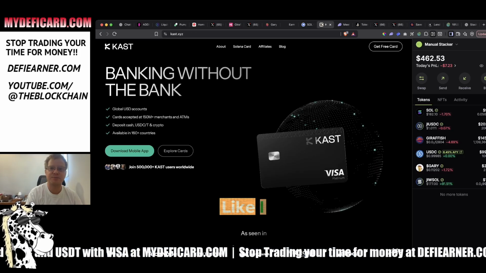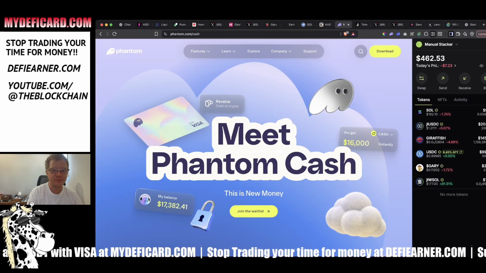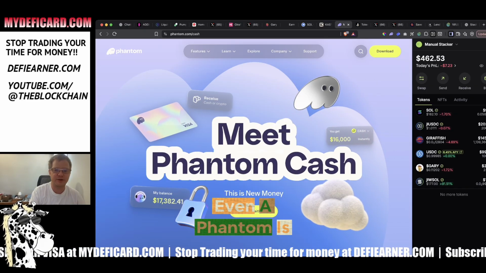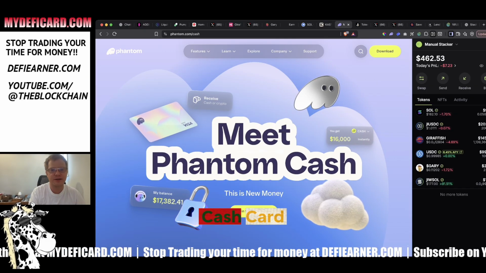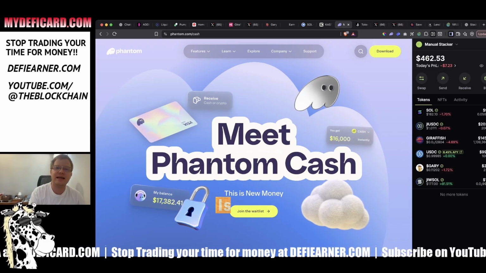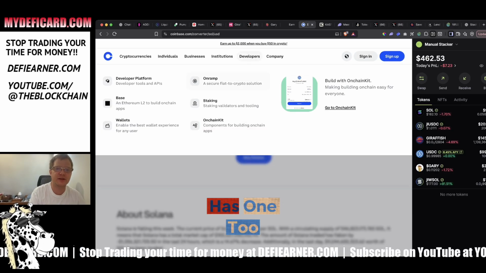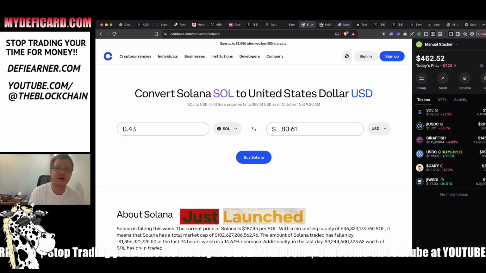a cash card. Like I was pointing out earlier, it looks like even Phantom is creating their own Phantom Cash card, which the way I see it is any method works. Coinbase has one too. They even have a credit card that they just launched.